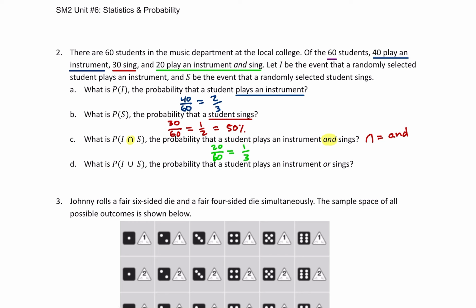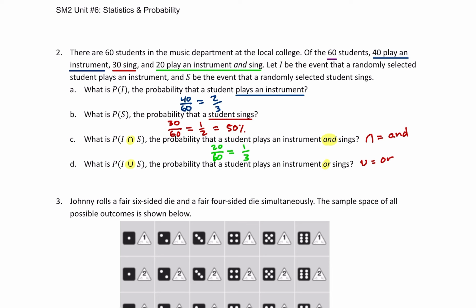Okay. So now this bottom one, what is the probability of I union S? Another weird symbol here, that union. The probability that a student plays an instrument or sings. This U-looking one is called a union, and it means or. That's just a couple of notation things that could come in handy later.